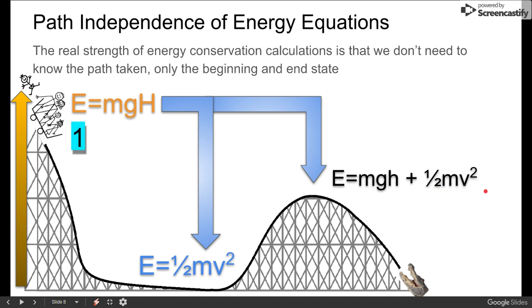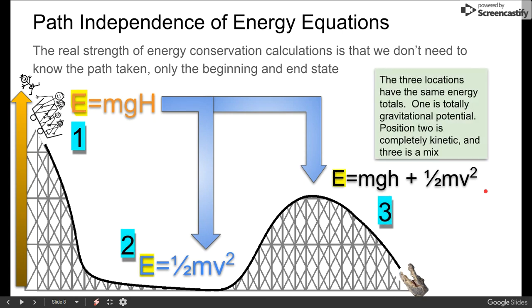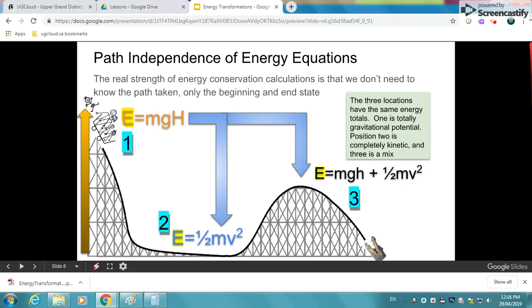The connecting thing between all 3 cases is the energy. E at position 1, at 2, and at 3 will be the same if we ignore frictional losses. So you can now calculate the speed at any position along this path, anywhere you want. All you need to know is what height you're at. You don't need to know the length of the path. And that's the beauty of the energy equations. And we'll move on from there in just a moment.